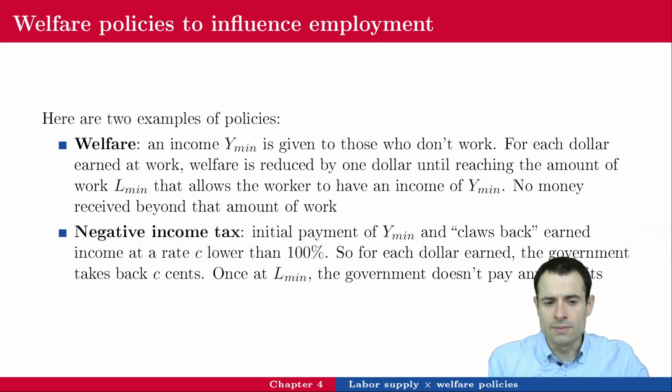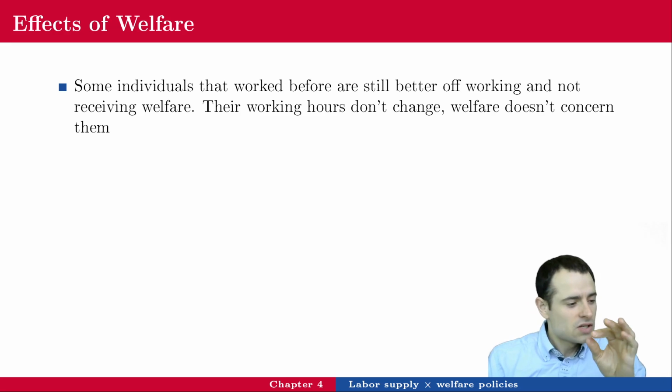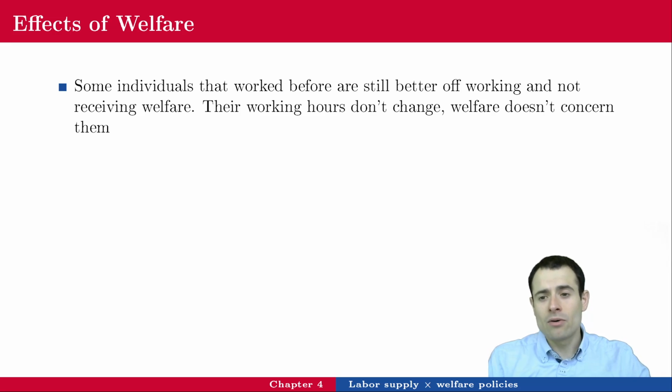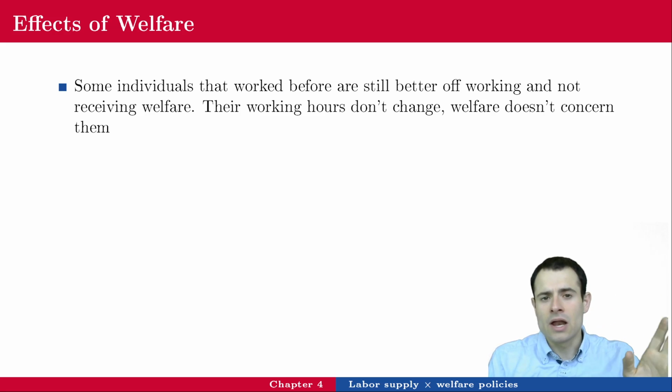Let's look at the first policy. We are going to face different kinds of individuals, different indifference curves. Some individuals that worked before are still better off working and not receiving welfare. Those are the ones where the indifference curve is sufficiently high, and even though their budget line is affected at the bottom if they barely work, the indifference curve by working is already higher than all the other possible indifference curves. Then those people will not receive welfare and will not decide to change their optimal amount of hours worked. So no change on these people.